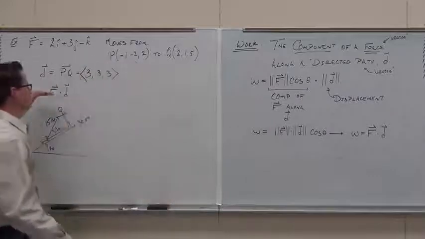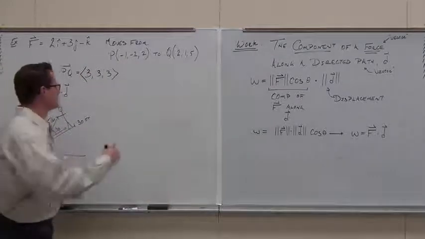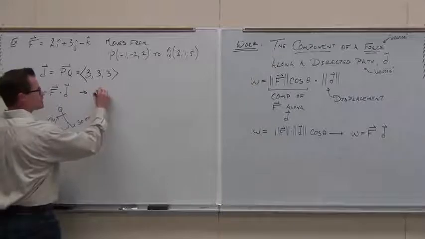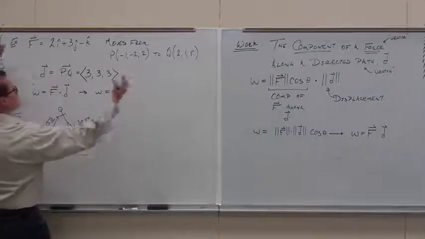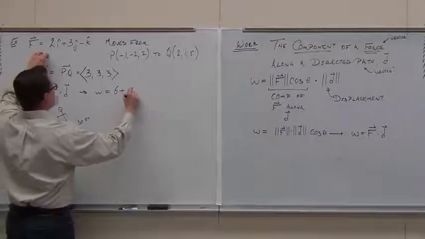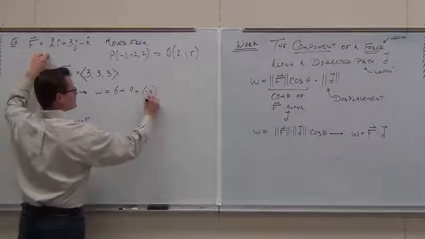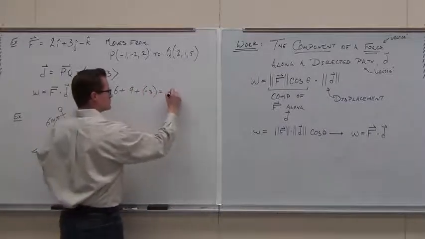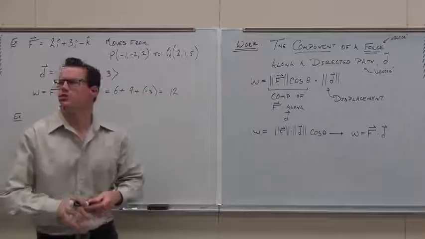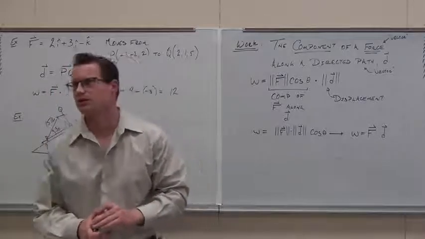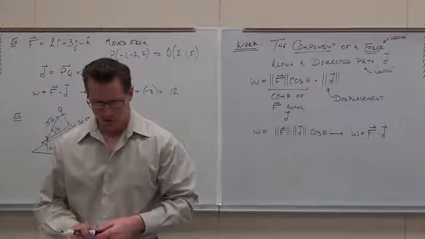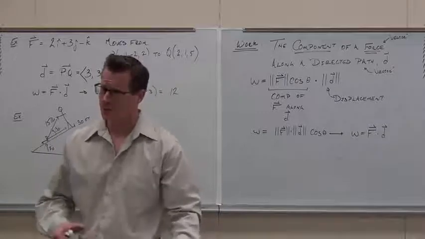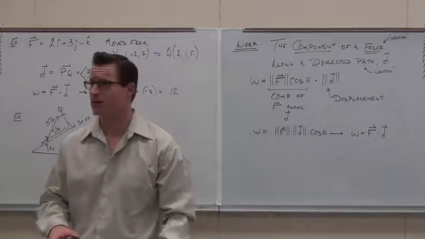Did you figure out the work on this? If you know how to do a dot product, it's not a problem. So we're going to dot product this: 6, 9, -3. 12. 12 units of work, whatever those units mean. Did you get the 12? Yeah. Awesome. Any comments, questions, anything about that one?